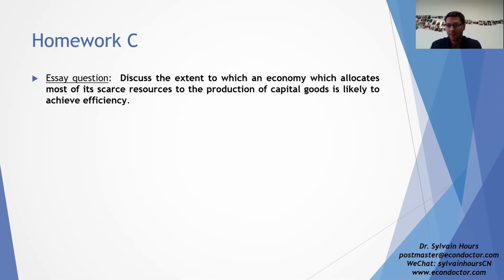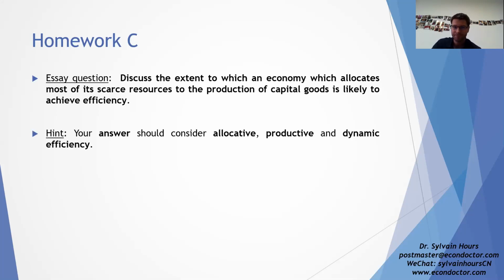But from a perspective of dynamic efficiency, it might actually be good, right? Because if you allocate most of the resources to the production of capital goods, it means that you will increase your productive potential in the future. The PPC will shift outward in the future, which means that future generations might benefit from the current allocation of the resources. This will allow you to stimulate economic growth. So you see, there are so many things you can say. This is what I say, your answer should consider allocative, productive, and dynamic efficiency. There are many things that can be said about this essay question. So I do believe that that's an interesting one.